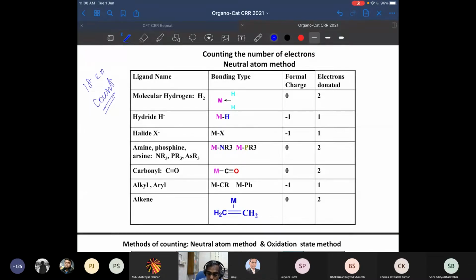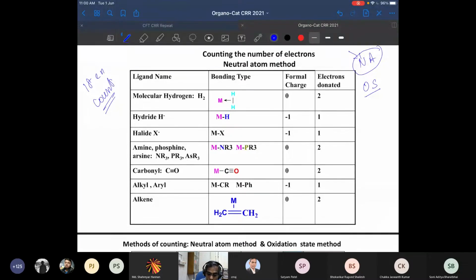What is the charge? There are two methods, that is the neutral atom method and the oxidation state method. I would encourage you to go with the neutral atom method. Your tutorial teacher will be following the neutral atom method. I suppose you stick to only one method. Don't get confused here. And if you're reading a textbook, don't get confused. Some textbooks will give you the oxidation state method, some will give you the neutral atom method. Please stick to one method.